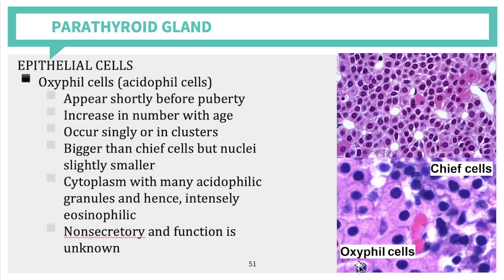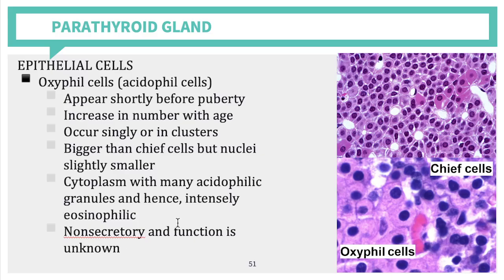So see, oxyphil cells are bigger, but the nuclei are smaller. The cytoplasm has many acidophilic granules, hence intensely eosinophilic. Take note, they are intensely eosinophilic compared to your chief cells. That's why, you know, it's very pink, clear. This portion here is very pink, so these are now your oxyphil cells. Compared here, this portion here are now your chief cells.